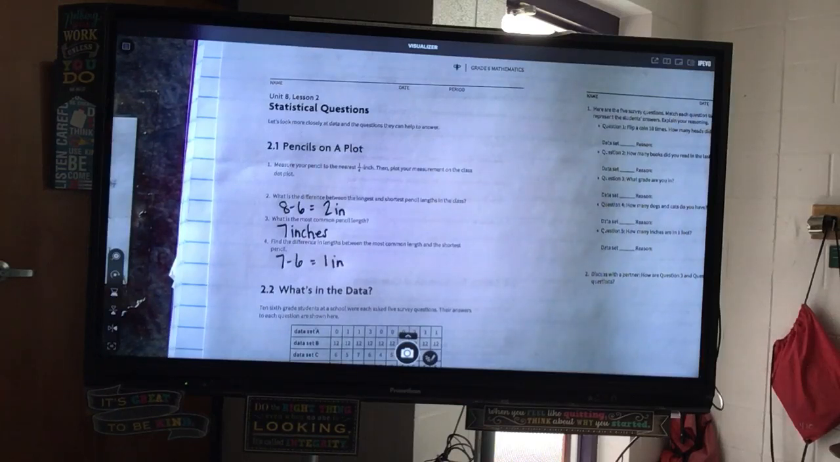How old is your little sibling? No, based off of the activity that we just did.